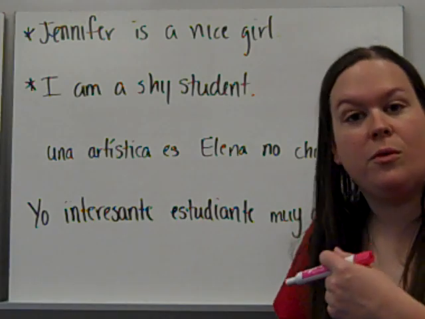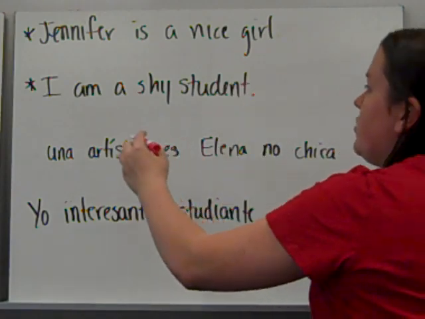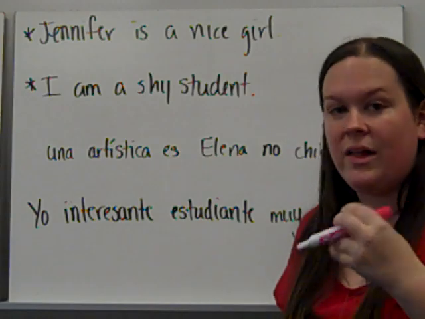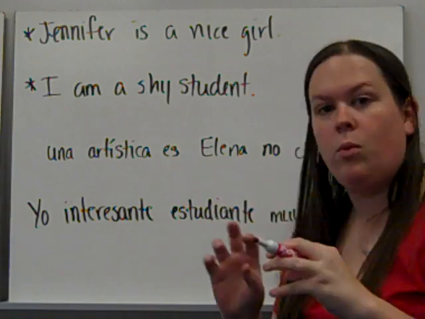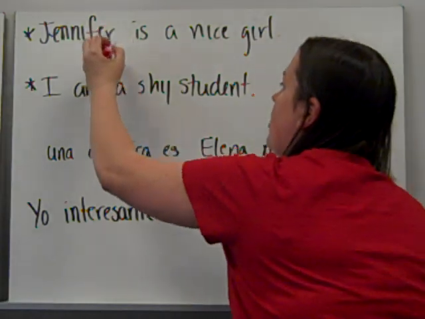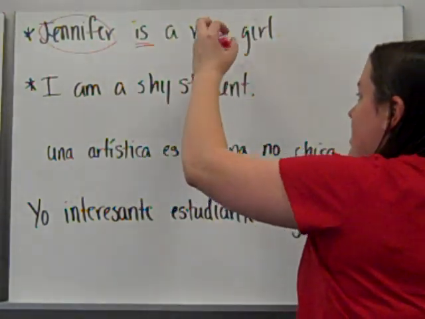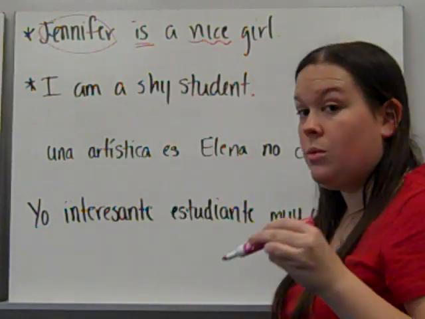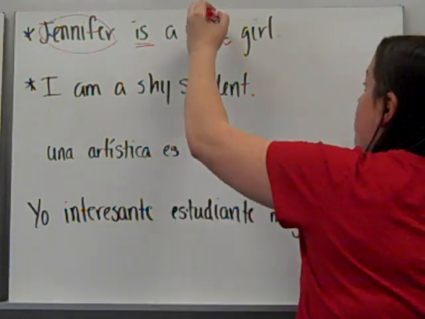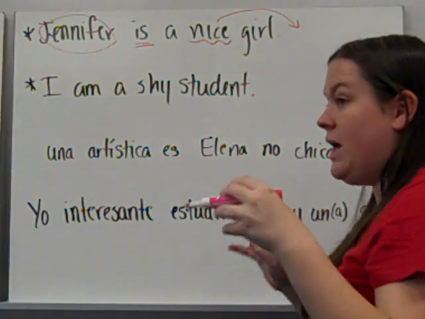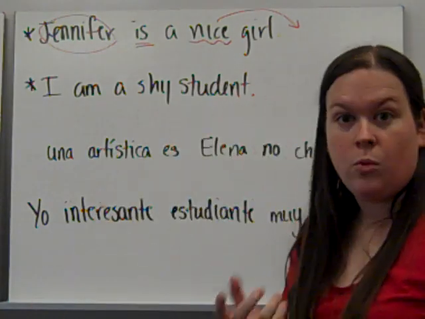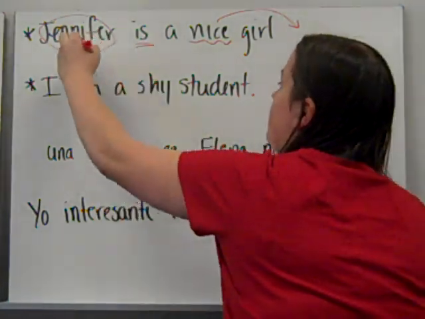All right, moving right along. Jennifer is a nice girl, so I'm going to draw always. I like to diagram. Helps me figure out where all the words go. So who? Jennifer. She does what? She is a girl that is nice. So when we write this in Spanish, remember, the adjective goes after what it's describing. All right, so let's put this in Spanish.